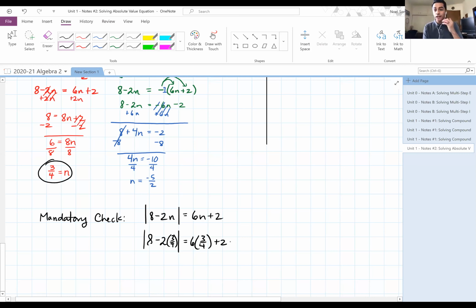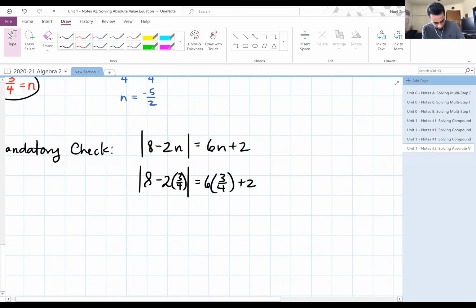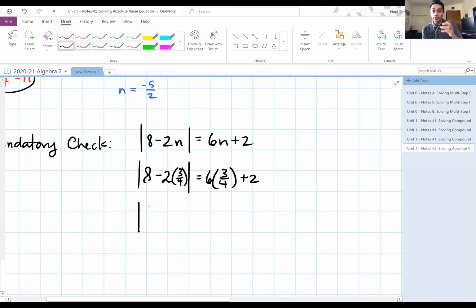Okay, so we plug it in for the n value, and then we just have to check that whatever we get inside the absolute value will equal whatever is on the outside of the absolute value. All right, so let's clean this up a little bit. Inside the absolute value, you have to clean up whatever's on the inside first before you can take the absolute value. So you have to keep the absolute value bars for now, just clean it up. So you have 8 minus, this would be 2 over 1 times 3 over 4, so that's eventually going to become 6 over 4, equal to, similar thing on the outside, that's a 6 over 1 times 3 over 4, so that's going to be 18 over 4, and then plus 2.